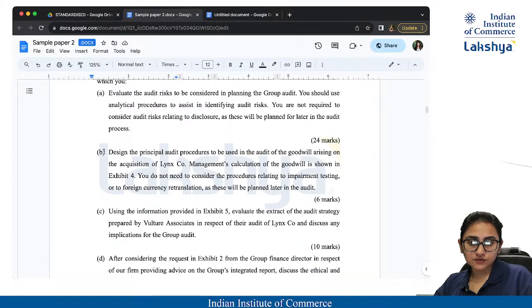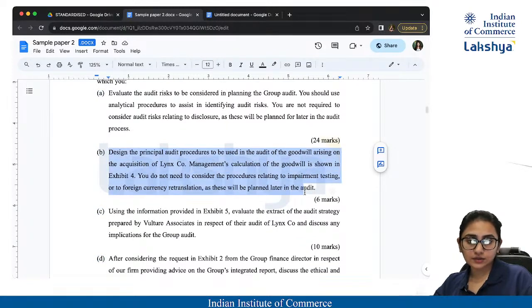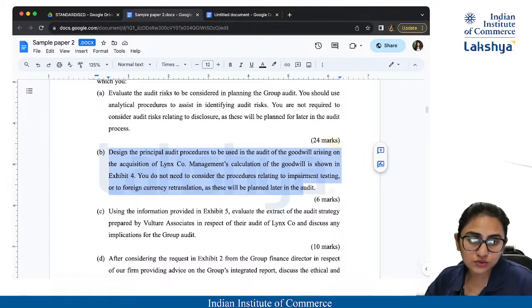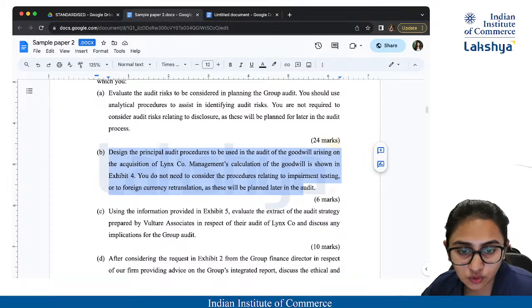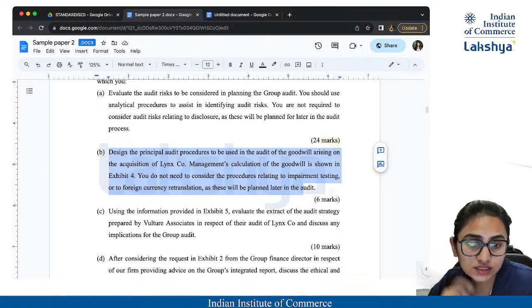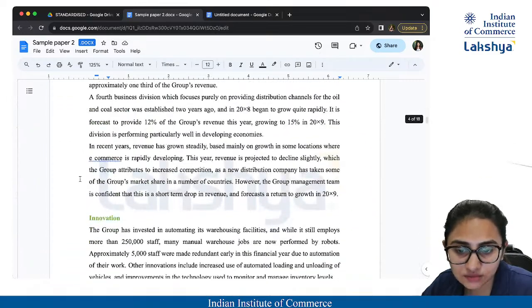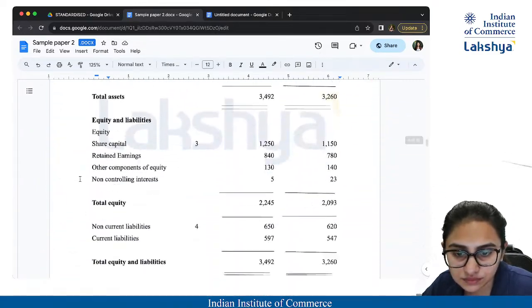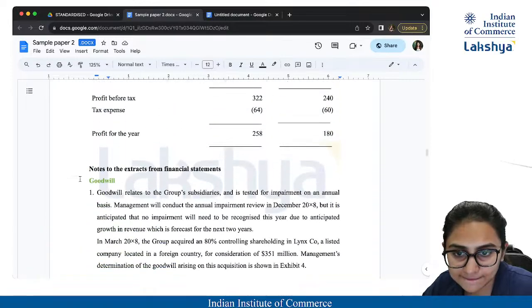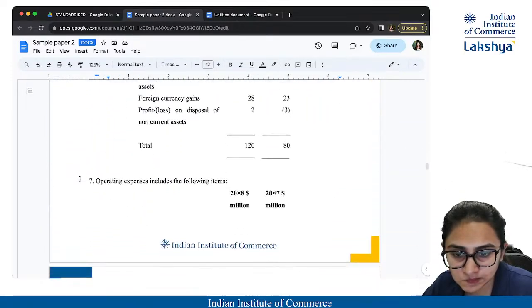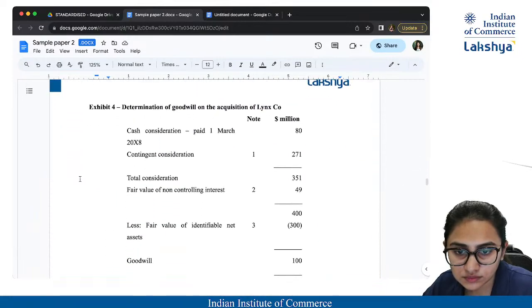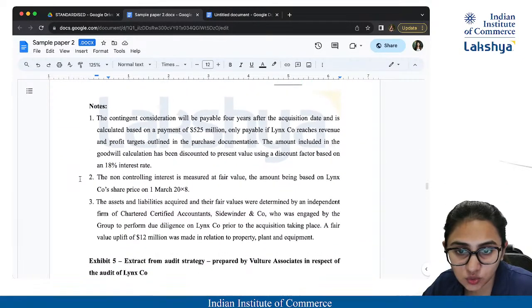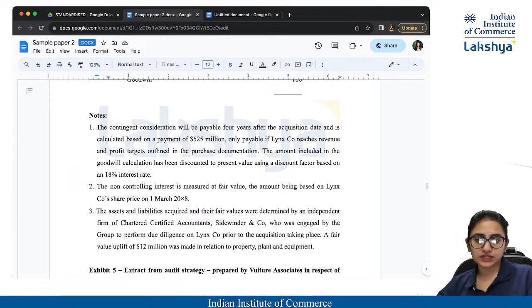The second one we have is for 6 marks. Design the principal audit procedures to be used in the audit of goodwill arising on acquisition of Links company. Management calculation of goodwill is shown in Exhibit 4. You do not need to consider the procedures relating to impairment testing or the foreign currency retranslation, as this will be planned later in the audit. So look at Exhibit 4. This is the goodwill calculation and this is the note on the goodwill calculation. So please go through it, then we're going to start.